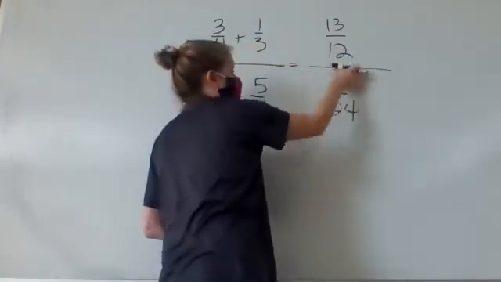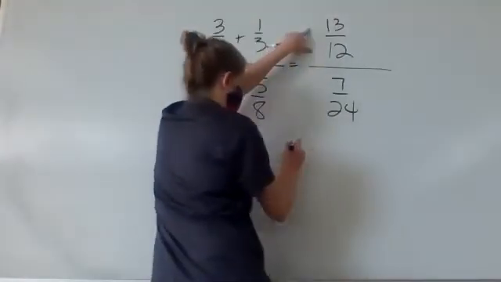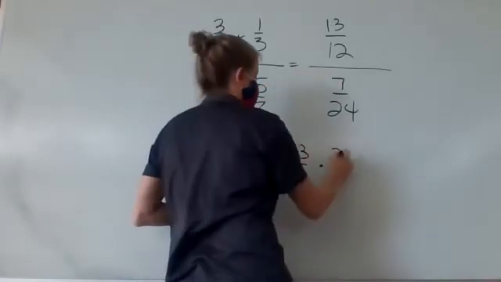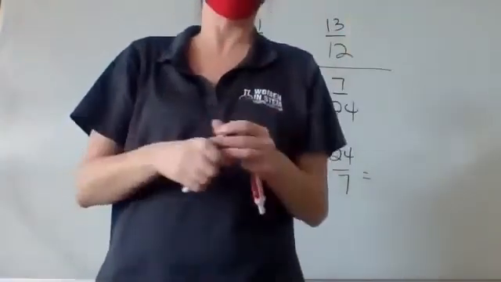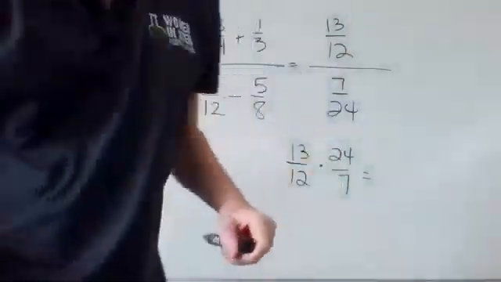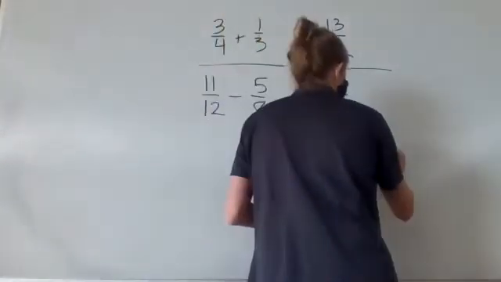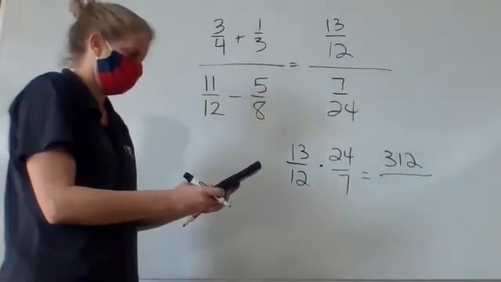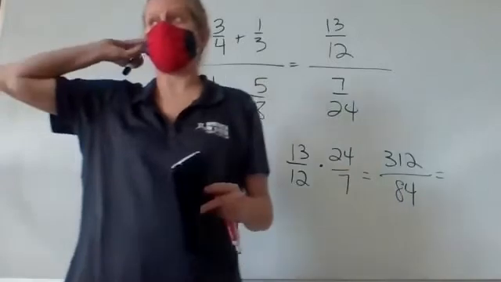So now I have one fraction over one fraction, which means now I can multiply by the reciprocal. So I've got 13/12 times, flip the bottom to 24/7. Now I am multiplying, so I can go straight across top and bottom. So 13 times 24 is 312, 12 times 7 is 84. And then just make sure to see, does that reduce or not?